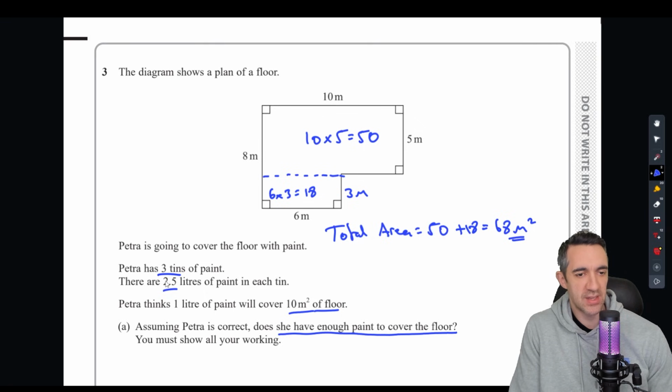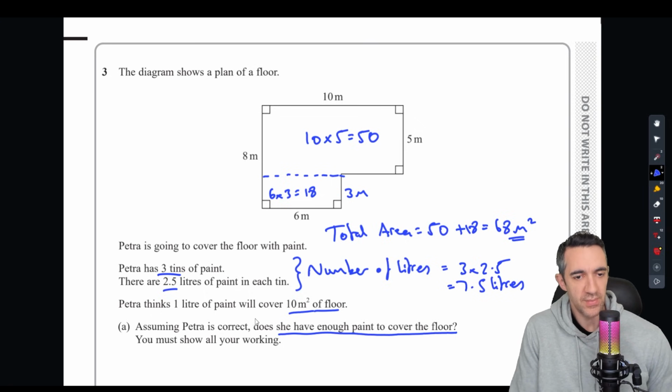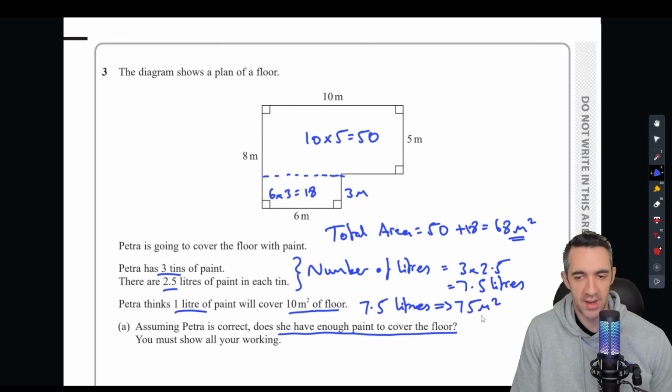So then Petra has 3 tins of paint and there's 2.5 litres of paint in each tin. So I suppose we should do number of litres. So number of litres equals 3 times 2.5. So I get 7.5 litres. And then Petra thinks 1 litre of paint will cover 10 metres squared of floor. So 7.5 litres, times by 10, gets me 75 metres squared.